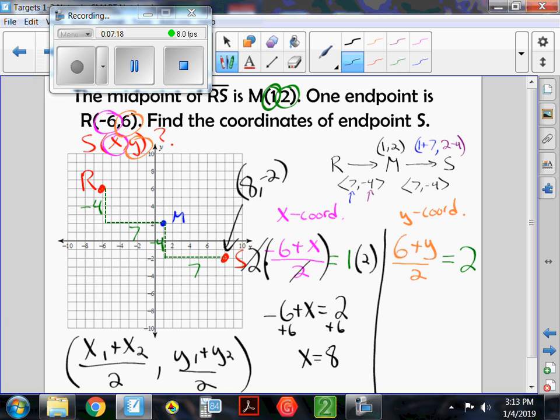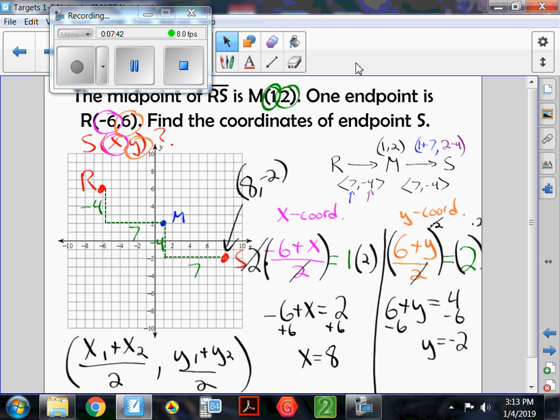I'm running out of space here and getting all jumbled, but I can keep going. If I have the y coordinate, same way to solve the problem. I'm going to multiply this side by 2 and this side by 2. So now I have 6 plus y is equal to 4. And if I subtract 6, I get y equals -2.